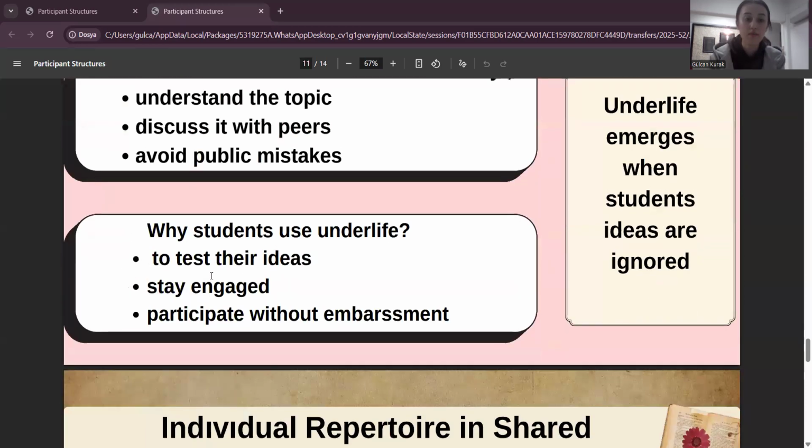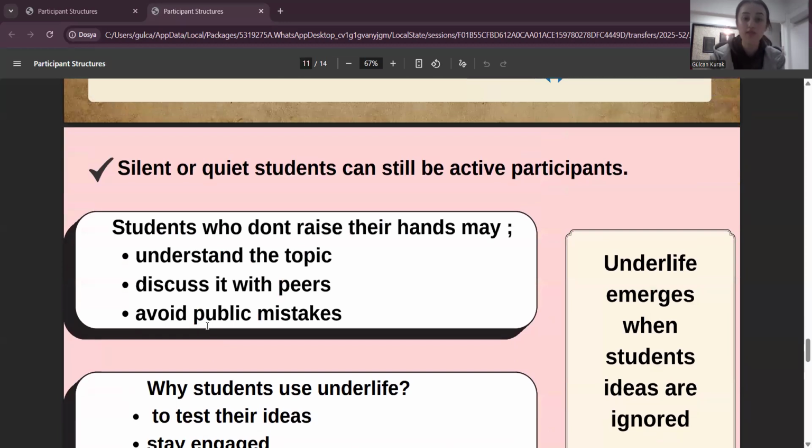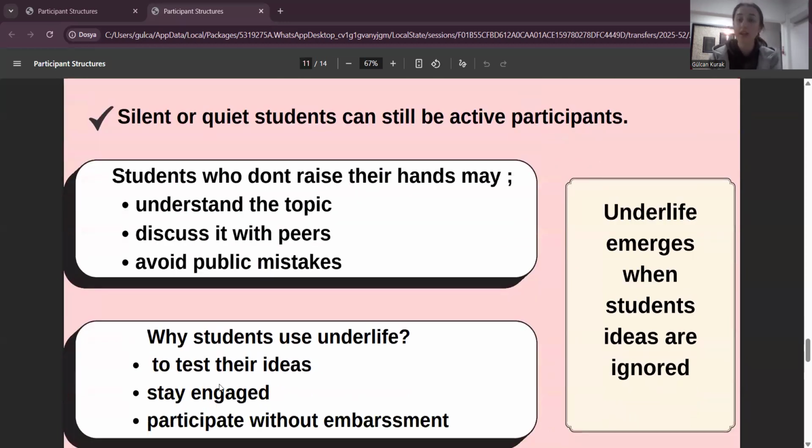And silent or quiet students can still be active participants. They are engaged, as we said. Students who don't raise their hand may understand the topic, discuss it with peers, and avoid public mistakes. Students use underlife to test their ideas or stay engaged, to participate without embarrassment. And underlife emerges when students' ideas are ignored.